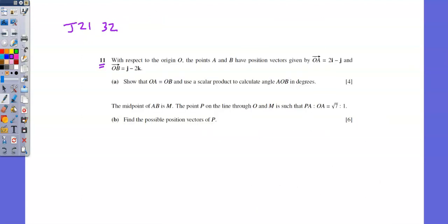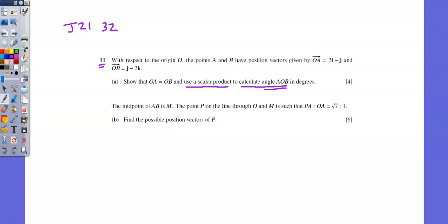And the third example, June 21, question 32. In this case, notice that in requirement A, we have: use a scalar product to calculate angle AOB. So the angle isn't 90 degrees. The scalar product isn't 0. It's possible that you could end up with a scalar product of 0, and if you did, then you know you have a perpendicular relationship. But this is not specifically foot, therefore not specifically 90 degrees. So the scalar product probably won't be 0.